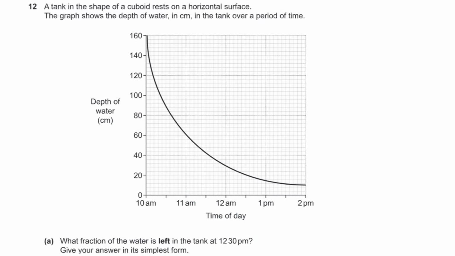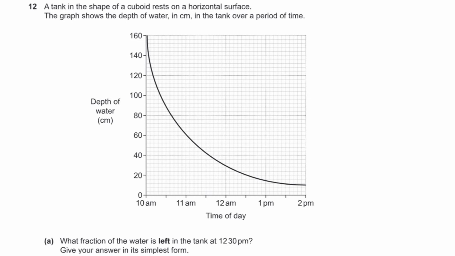Question 12. A tank in the shape of a cuboid rests on the horizontal surface. The graph shows the depth of the water in centimeters in the tank over a period of time. So you can see that the water in the tank is lowering. What fraction of the water is left in the tank at 12:30 p.m.? Give your answer in its simplest form.